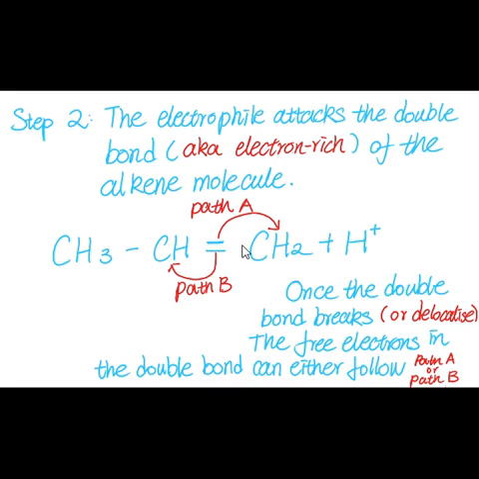Now, there are two possible paths for all these free electrons to go. Path A, where the majority of the electrons from the double bond will move to the right hand side carbon, or path B, to the left hand side carbon of the double bond. Right? They've got two paths to go. Now this is the crucial step, right? How do we know which path the electrons went?